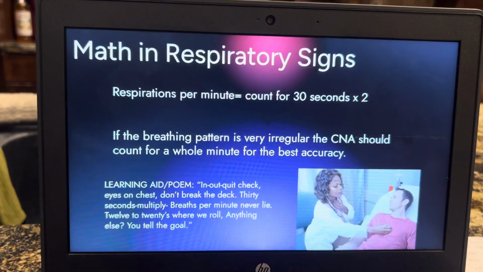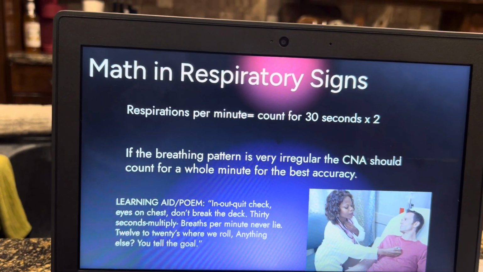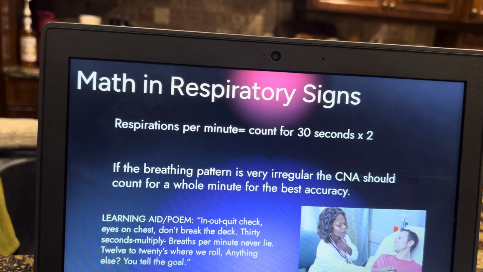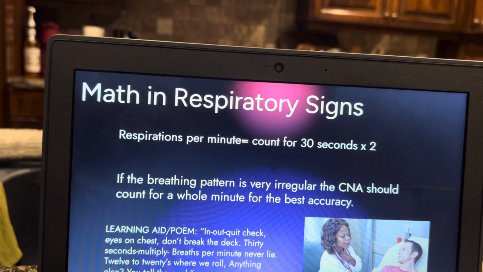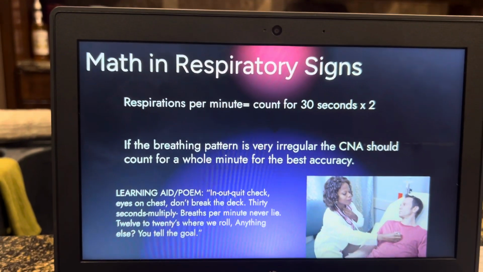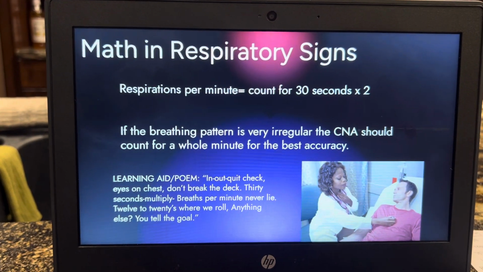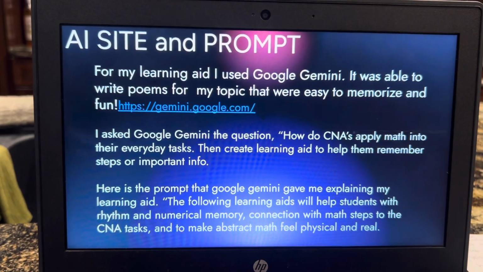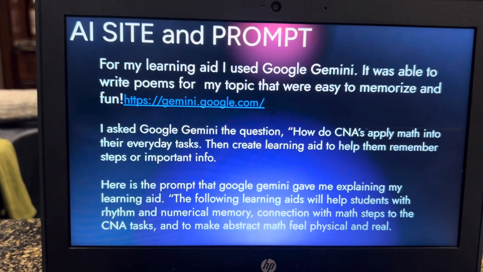And then for respirations, a CNA can count 9 breaths in 30 seconds, and they'll remember to multiply that by 2, so that's 18 respirations per minute. They'll remember the learning aid said 12 to 20 is where we roll, and so they'll know that that's a normal respiratory rate.